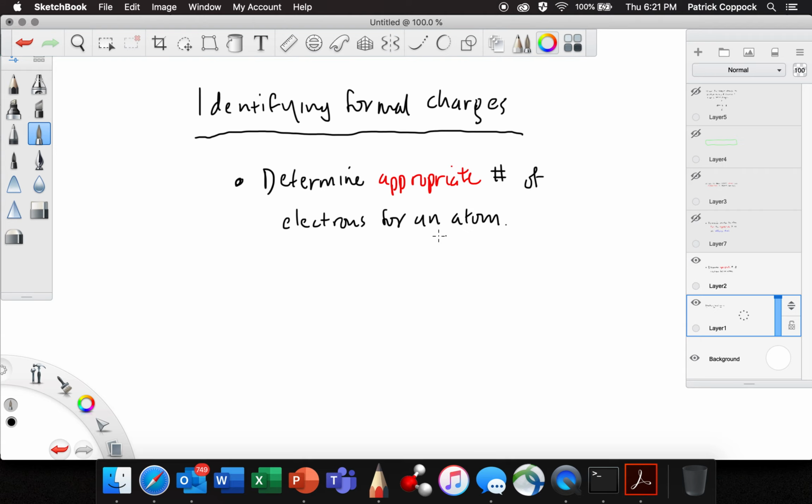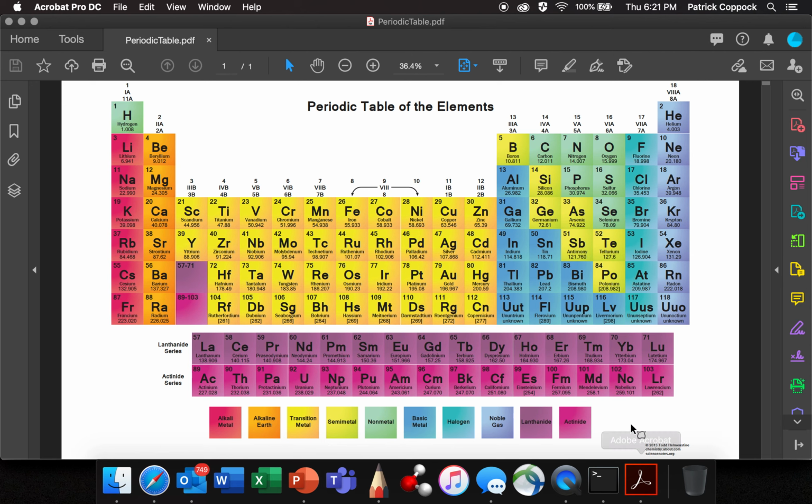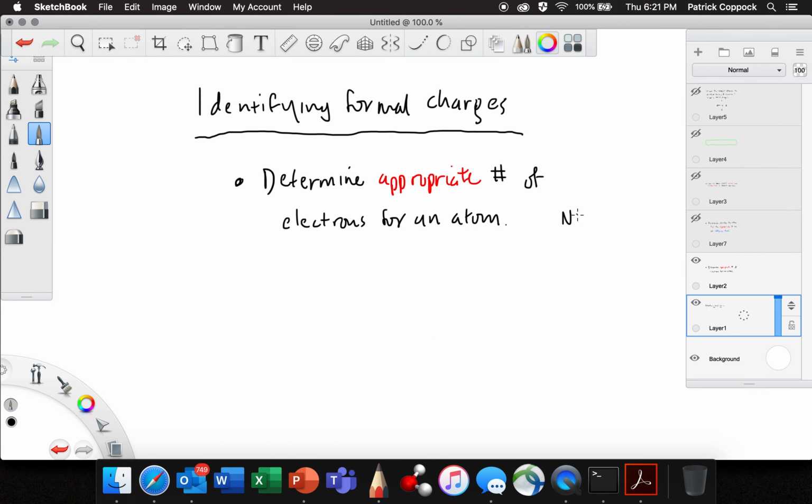Well, in order to identify formal charges, we're going to have to determine the appropriate number of electrons for an atom. What is the appropriate number of electrons for an atom? That is essentially going to be the group number, okay? So remember this over here. We said draw the Lewis structure of, for example, a nitrogen atom. You see that's in group 5. Nitrogen's in group 5. So the appropriate number for nitrogen then would be 1, 2, 3, 4, 5, right? That's the appropriate number of electrons for an atom.